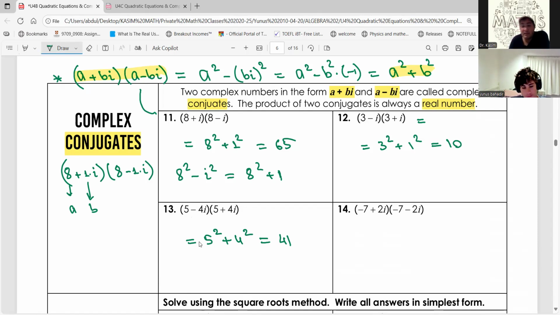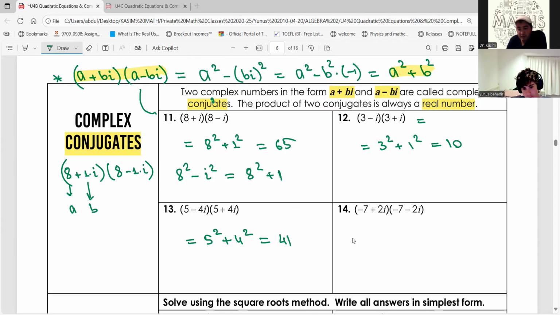And that's why we are saying, what did you read? It's a rule here. It's a theorem. Two complex numbers in the form a plus bi and a minus bi are called complex conjugates. The product of two conjugates is always a real number. Now we are just proving it here.